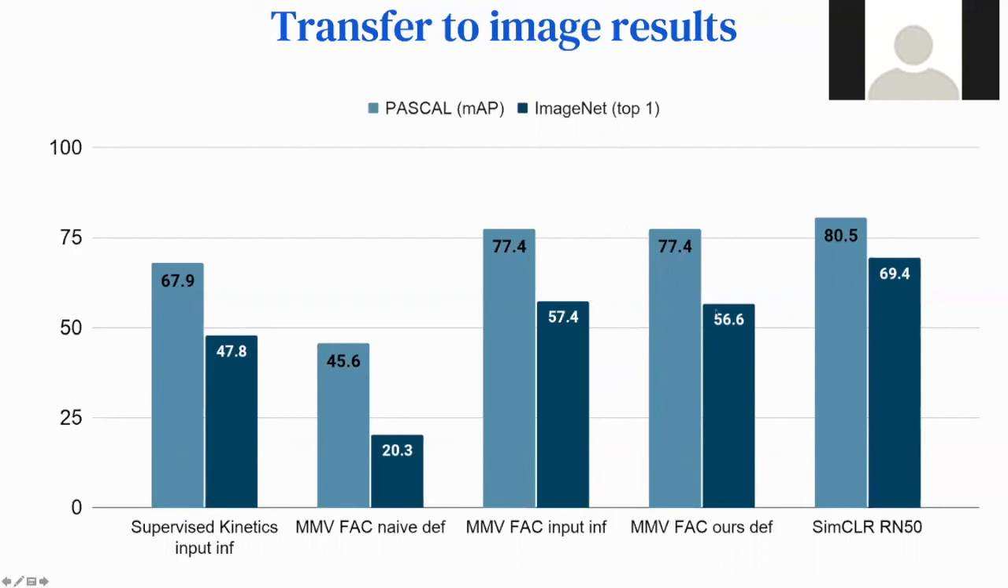So this is the kind of performance we get. Compared to pre-training on Kinetics, we have a large improvement. But of course, we are still a bit far from what you can obtain with SimCLR trained on ImageNet directly. So one challenge that remains will be to close the gap with pre-training on ImageNet by just using videos. And you can see that on ImageNet specifically, we are quite far from the performance of SimCLR.